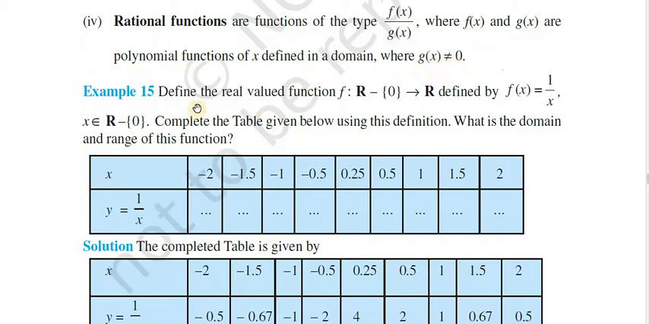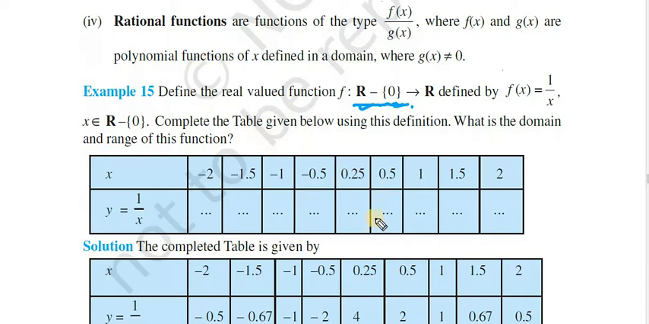Here you see, define a real valued function f(x) equal to 1 by x. This is not from the set R to R. The domain is R minus {0}, so we have taken out this point. Whenever you have a rational function, you have to take out the points where the denominator becomes 0 from the domain set. It cannot be in the domain. You have to make sure that the points at which g(x) is equal to 0 are not in the domain.